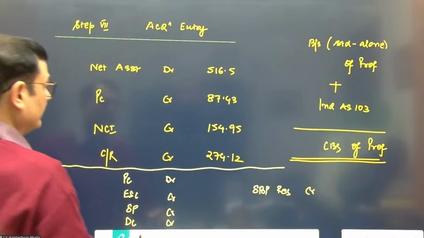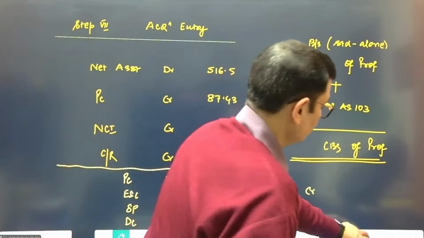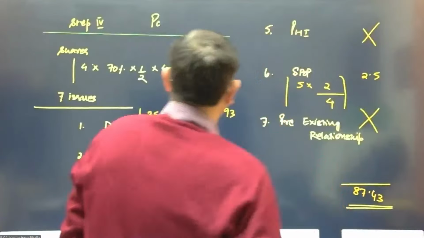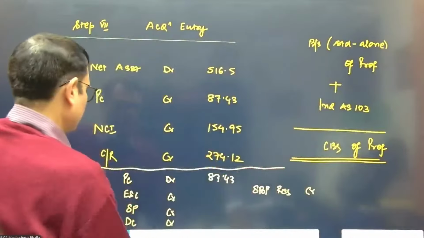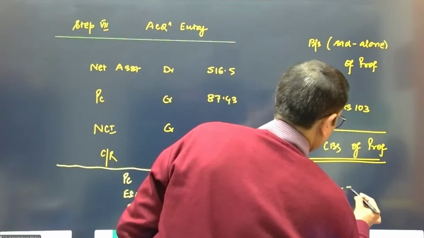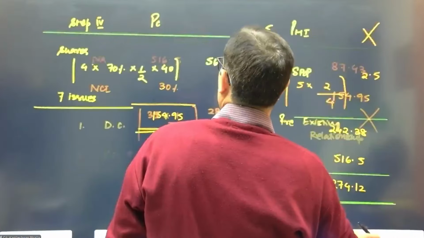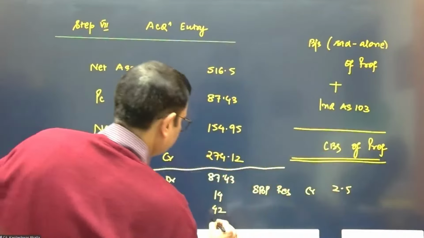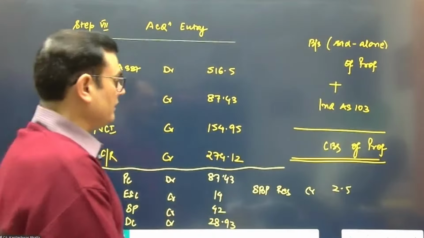So let's see the bifurcation of the PC, 87.43. How many shares did we land up issuing in the PC? One lakh. This was 1.4. Yes, 1.4 into 10 is the face value. So 1.4 into 10, 14 is the face value, 42 is the premium, and share-based payment was 2.5. What was the DC figure? 28.93 is DC. So this is the bifurcation of the PC discharge: 87.53 minus 14, 42, 28.93. Yes, that's tallying. So we'll incorporate this entry in the balance sheet as well.